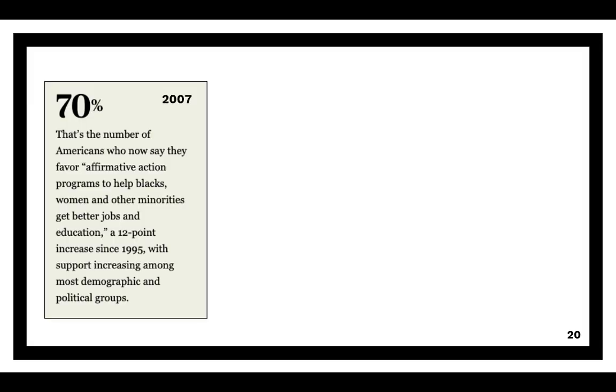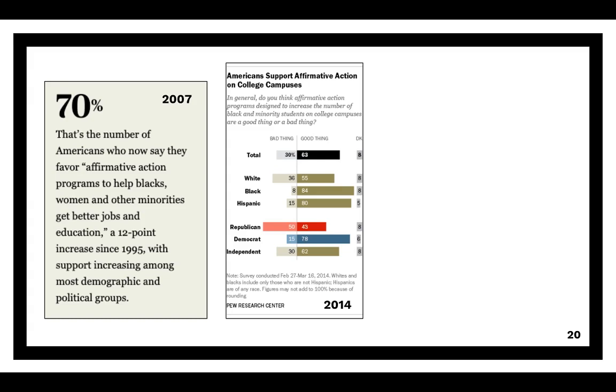But what does the general survey think? How do people perceive lawsuits? How do people perceive contemporary news? Surveys have been released throughout the years about affirmative action overall. Starting in 2007, 70% said that they favor affirmative action to help blacks, women, and other minorities to get better jobs and education. In 2014, Americans overall had a stronger support for affirmative action on college campuses.